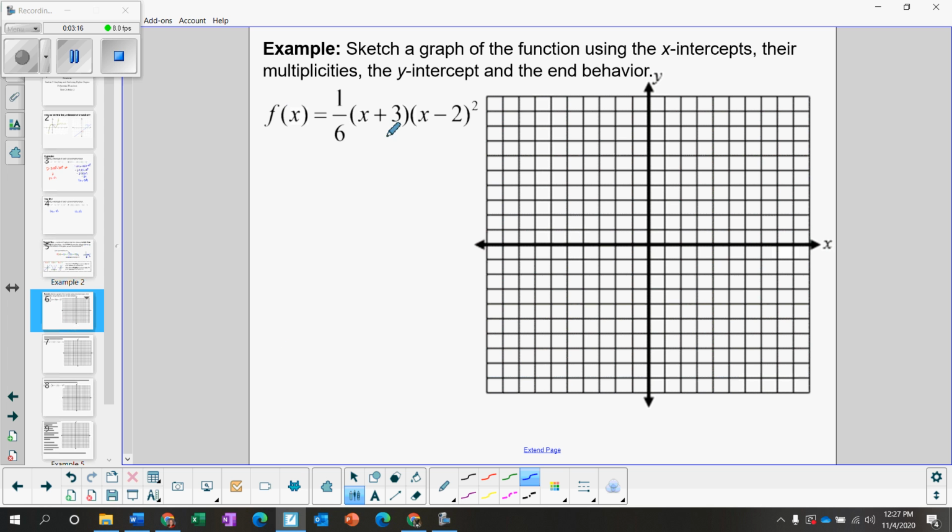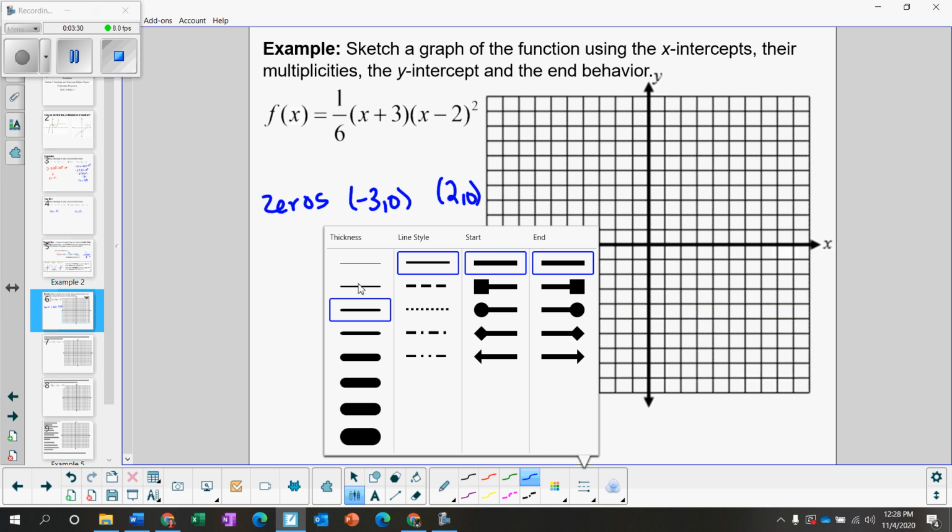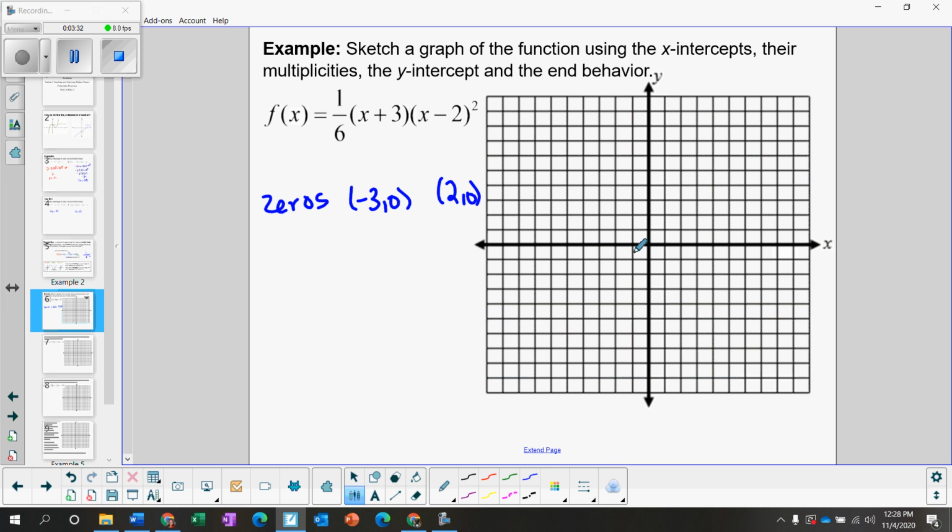So the first thing I usually look at are my zeros. So I know I'm going to have x-intercepts, or zeros, at -3 and at +2. We get that by taking the opposite sign of each of those. So I can already graph my zeros at -3 and +2.